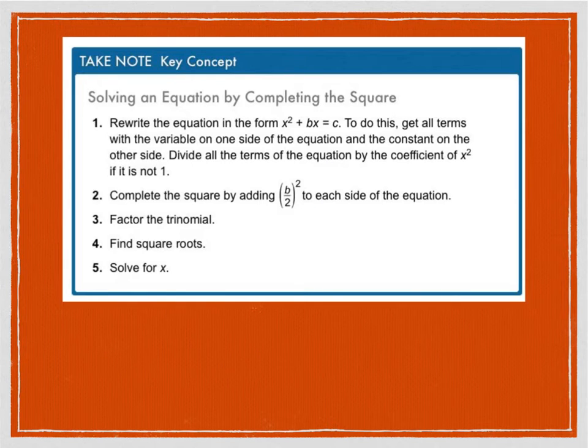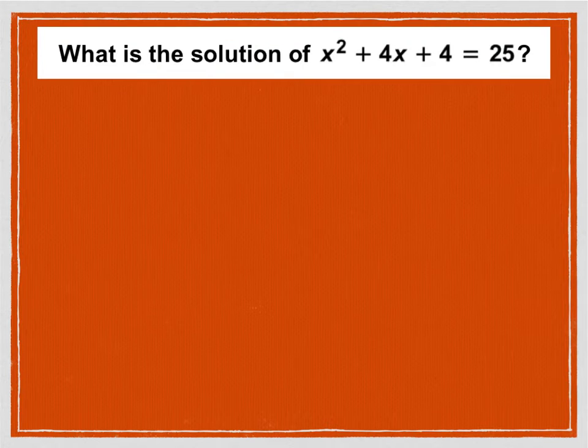Okay, so next we're going to solve an equation by completing the square. This is when that factoring, putting things in the parentheses squared, is going to come in handy, and we're going to do that every time. These are the steps of how we're going to do it, but let's go to the example. What's the solution of x squared plus 4x plus 4 is equal to 25? The first thing we need to do is get the 4, the number without any x's next to it, on the other side of the equal sign.